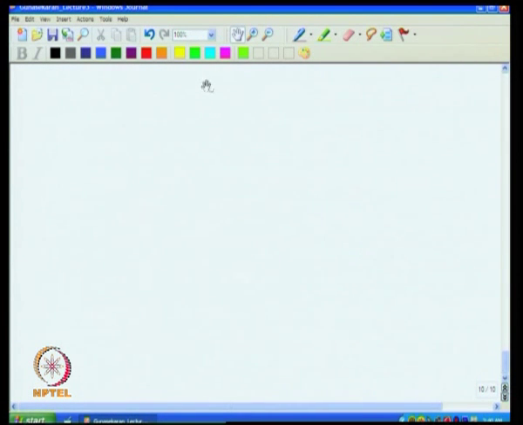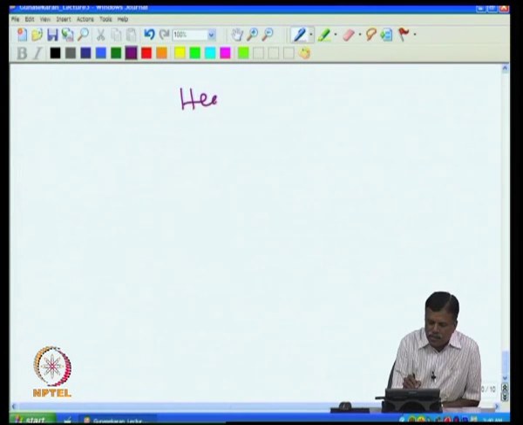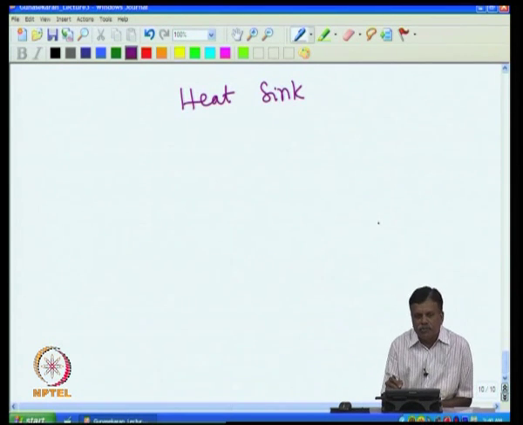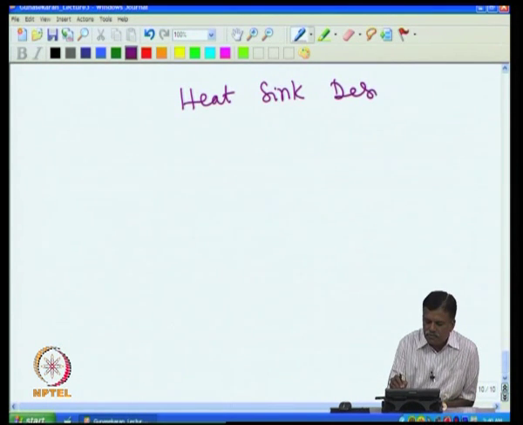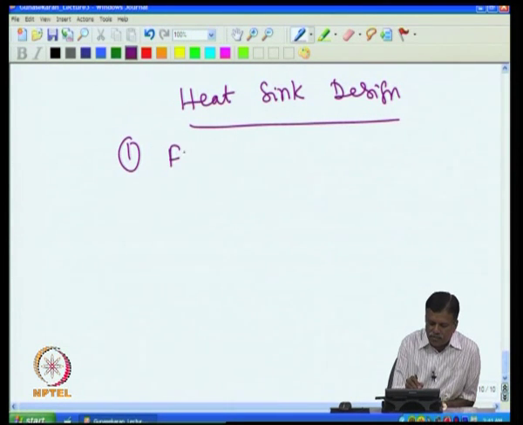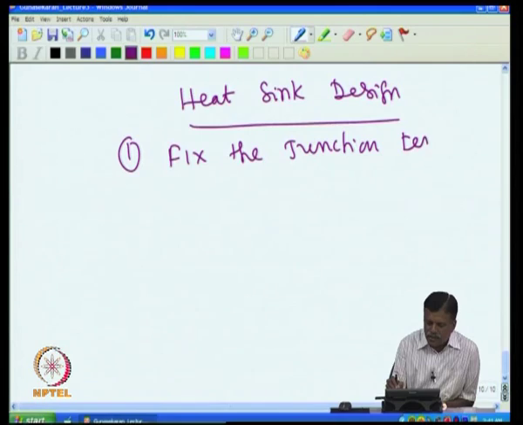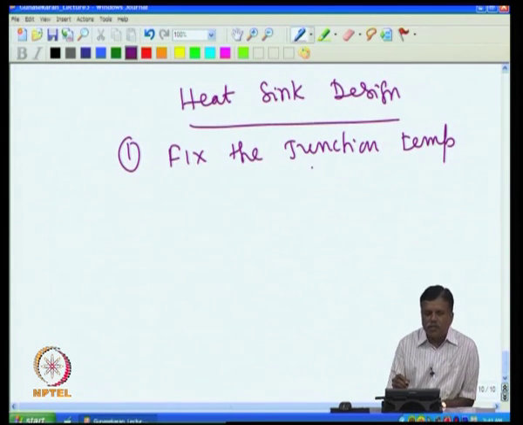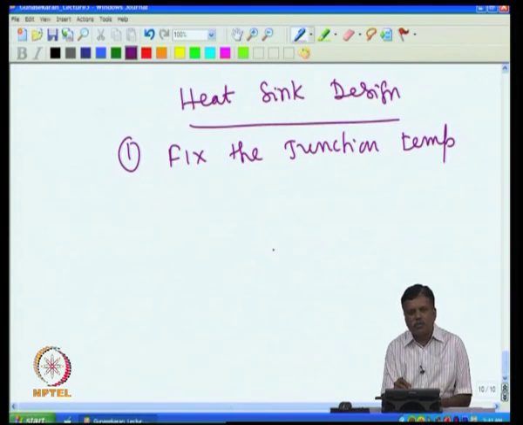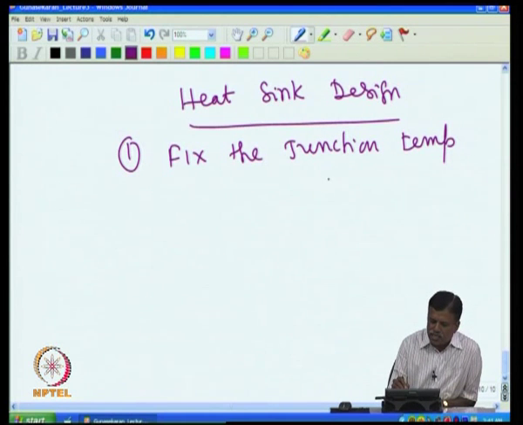So, heat sink design I will look into a little carefully, because heat sink design is very important for analog circuit design, because you have to use the heat sink at very many places. So, first fix the junction temperature. As I explained to you, depending upon the usage and the life of the equipment, you have to decide, and in this case let us assume it to be 100 degree C.